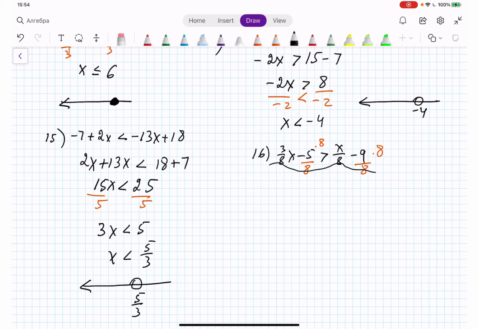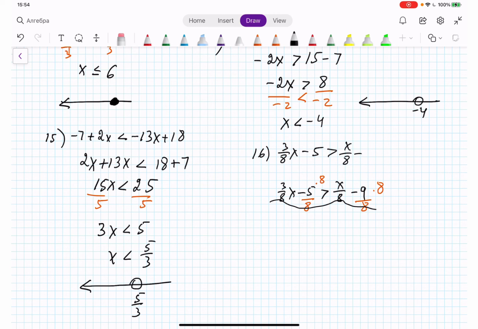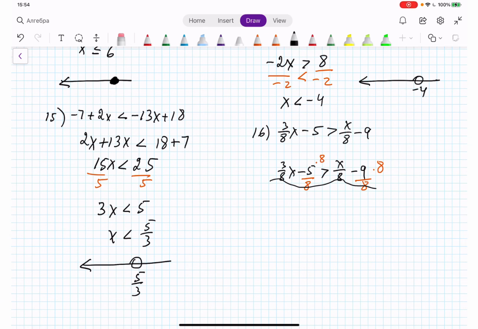We can drop out a window. Oh, okay, see again, forgot to put original one separate. 1 second. 3 over 8x minus 5 greater than x over 8 minus 9. It's not good to start solving right on original problem. Okay, so once we drop common denominator, what do we have?